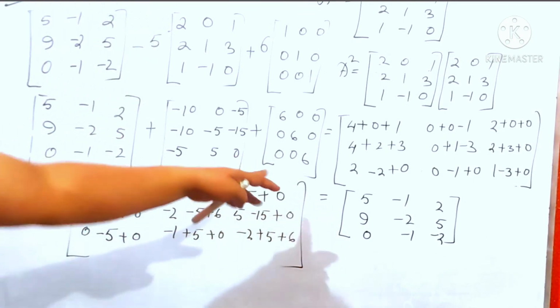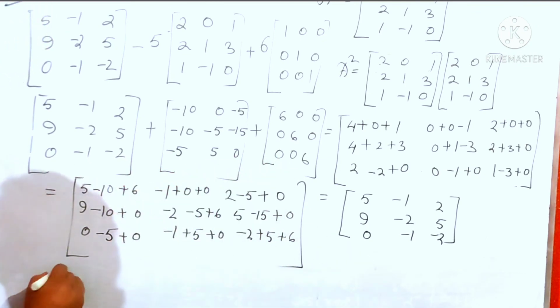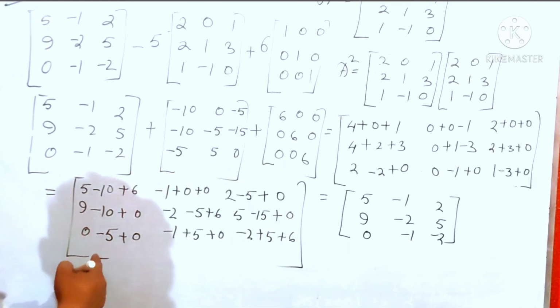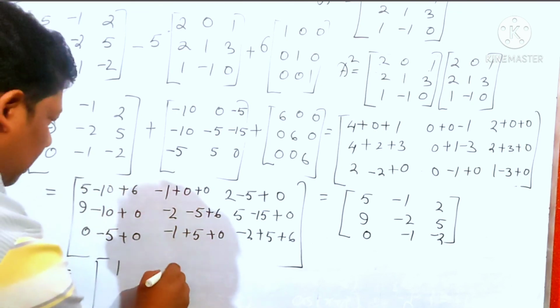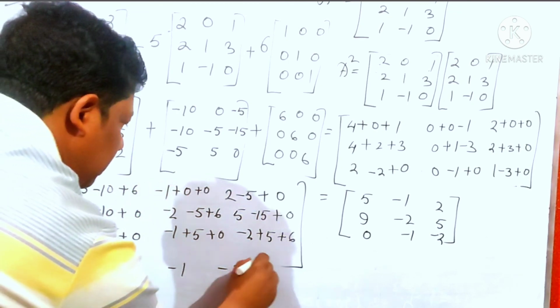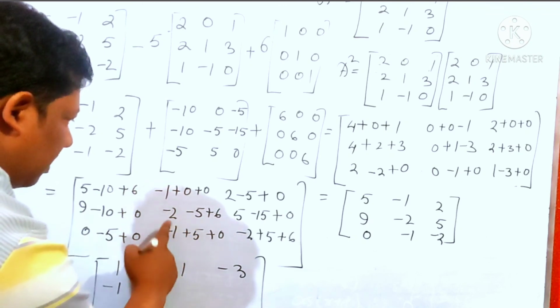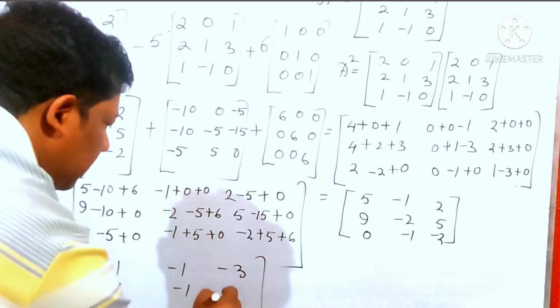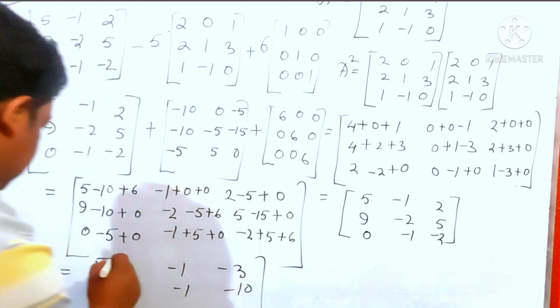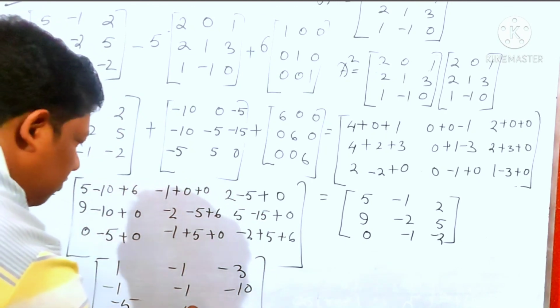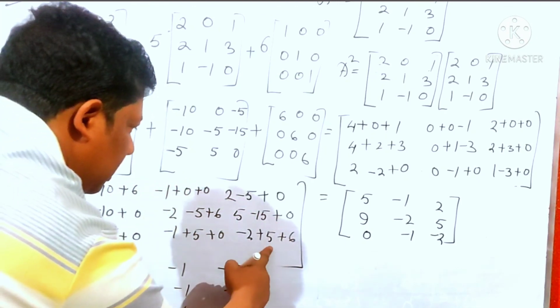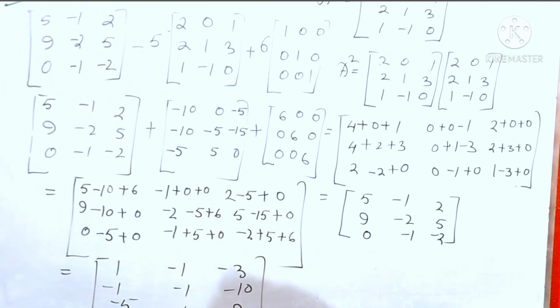Now just add all these numbers and you get the result like this. When you add, you get 1 minus 1 and minus 3, and the remaining terms are minus 1, minus 7, minus 1, minus 10, minus 5, 4, 11, 9. That's the answer, students. Okay, I think you understand. Thank you.